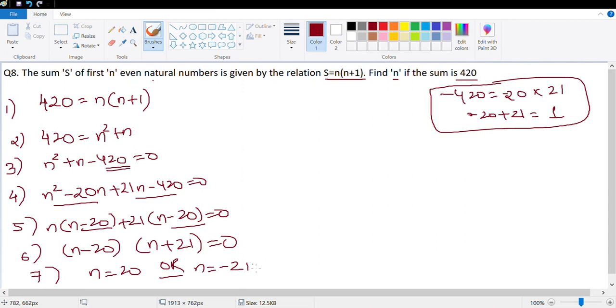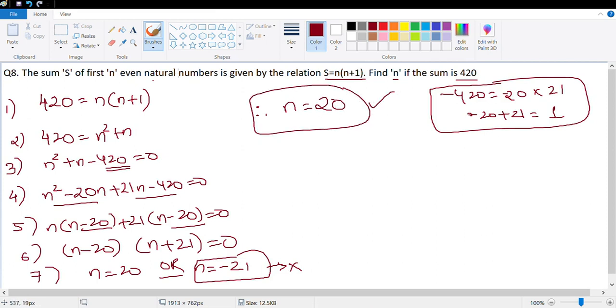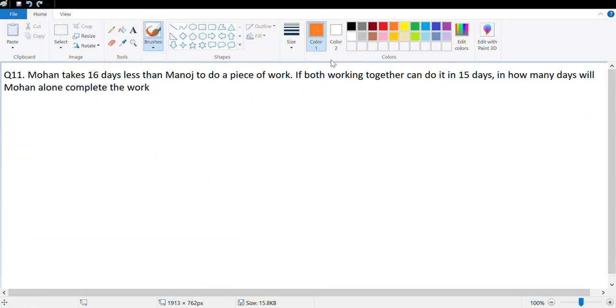Now n, which is the number of even numbers, can't be negative. Therefore, n is equal to 20. That's our final answer. But let's look at the next question. The next question that we're doing is question number 11. It says Mohan takes 16 days less than Manoj to do a piece of work. If both working together can do it in 15 days, in how many days will Mohan alone complete the work?